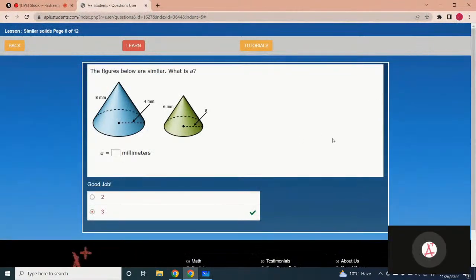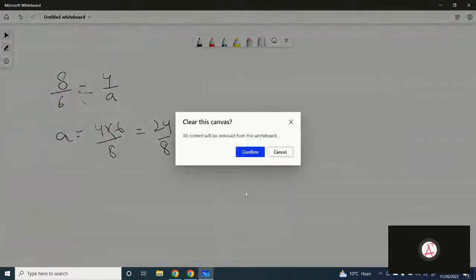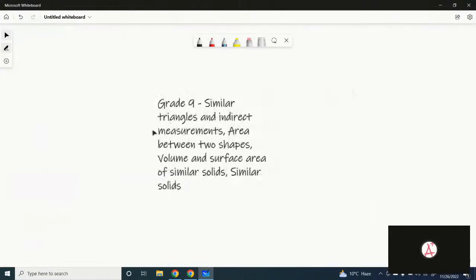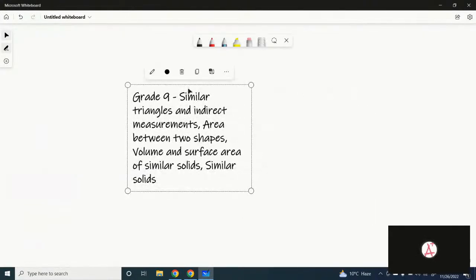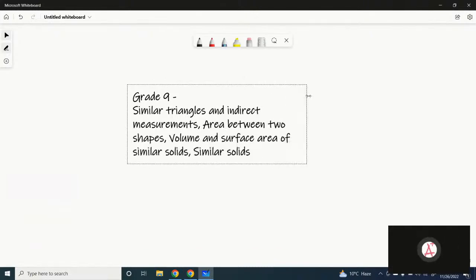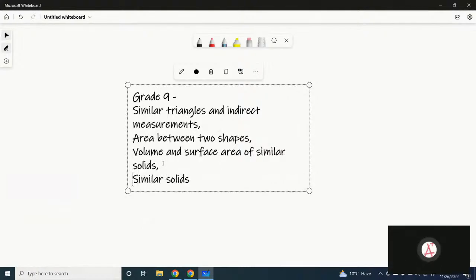Okay, you can complete the test by yourself later today. So we have covered 4 topics today from the chapter geometry. They are similar triangles and indirect measurements. Then we started area between the two shapes. Then we did volume and surface area of similar solids, and then we finished the lesson on similar solids.